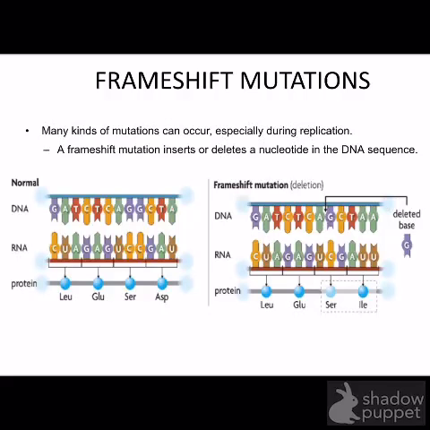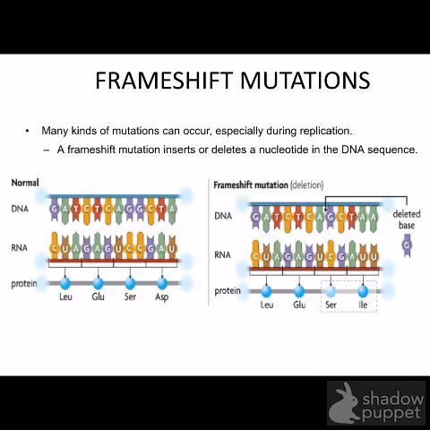A frameshift mutation is a genetic mutation caused by a deletion or insertion in a DNA sequence that shifts the way the DNA sequence is read. A DNA sequence is a chain of many smaller molecules called nucleotides. DNA nucleotide sequences are read 3 nucleotides at a time in units called codons, and each codon corresponds to a specific amino acid or stop signal.